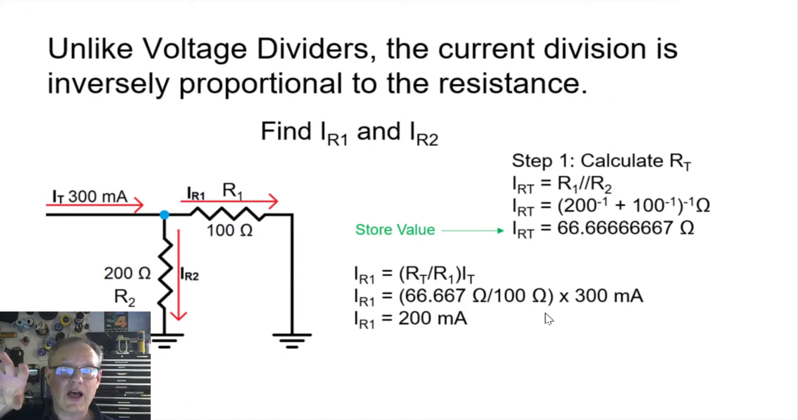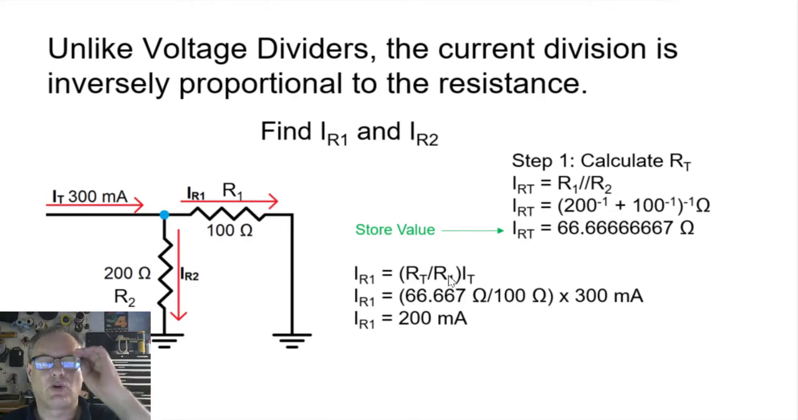You take the total value and you multiply it by some ratio of resistances, and that gives you the output. In this case, we're dividing, so whatever ratio you use has to be less than one. You're always going to put the smaller value on the top, and that's always going to be the total resistance, because the total resistance is always less than any one of the resistors.